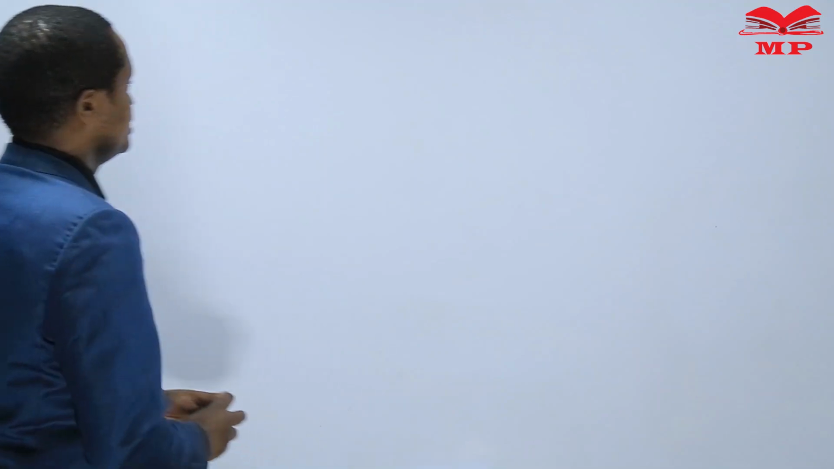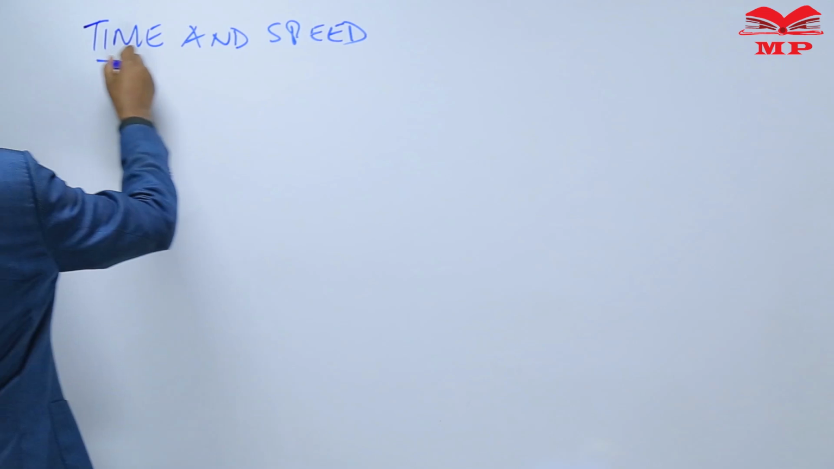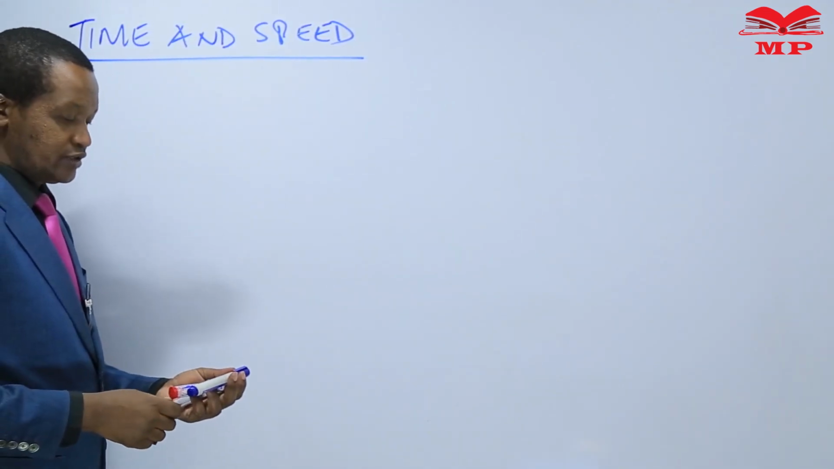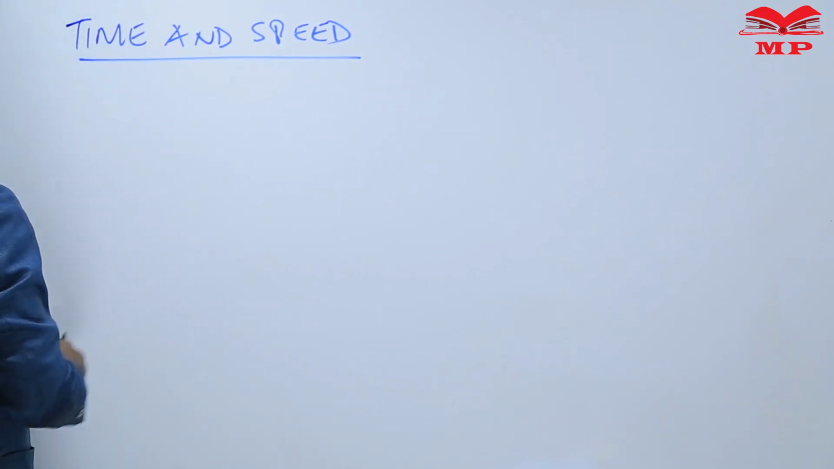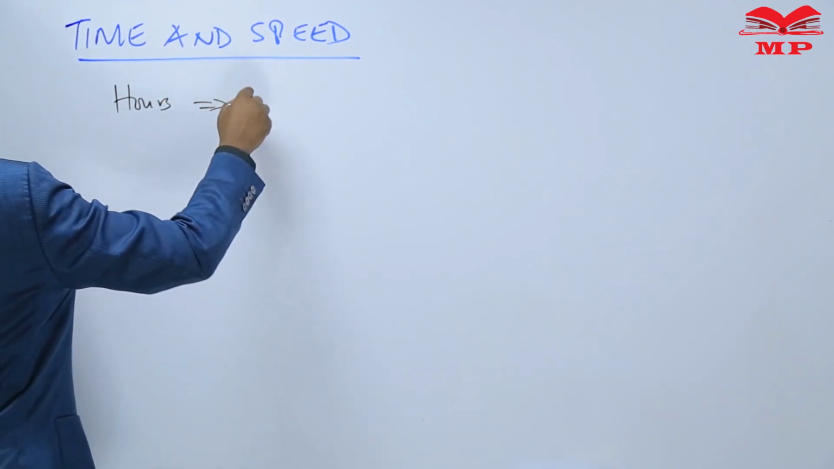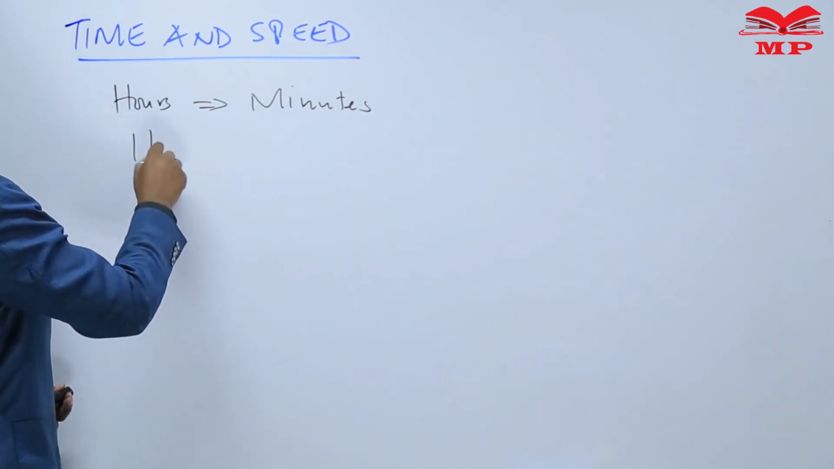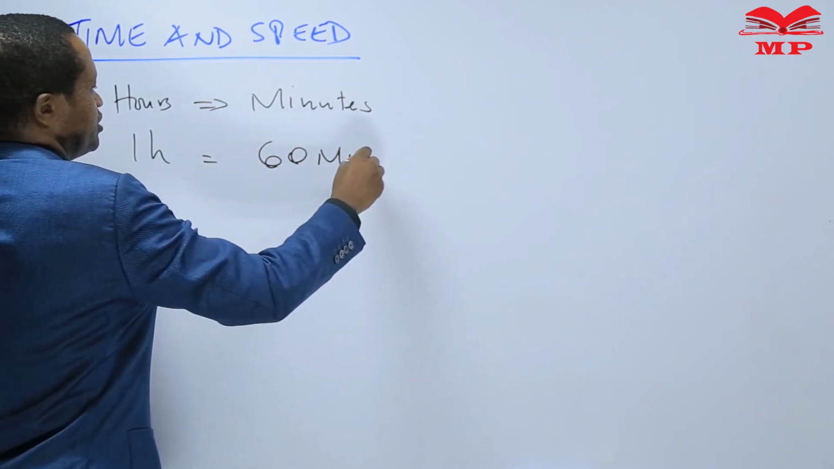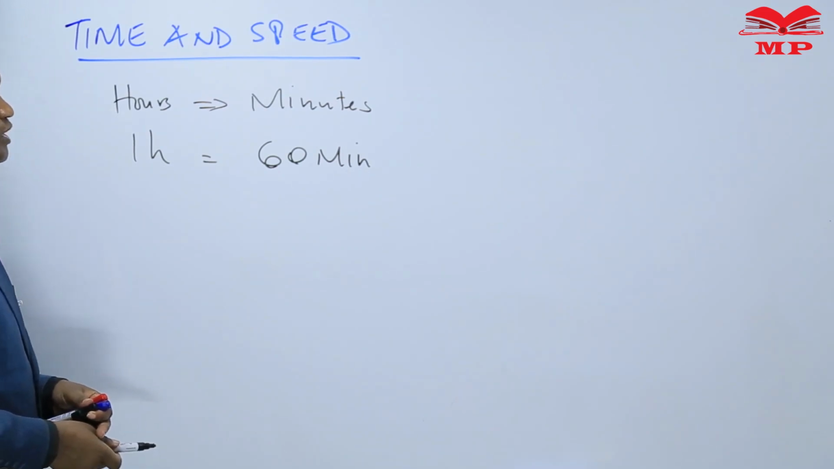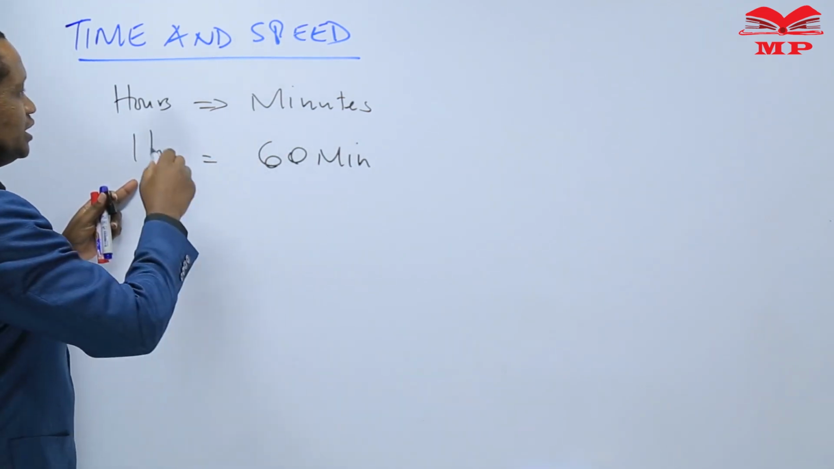We continue with the unit time and speed. In our last lesson, we learned or revised how to convert hours to minutes, and we saw that 1 hour is equal to 60 minutes. So if you are given hours, we learned how you can convert the hours into minutes.